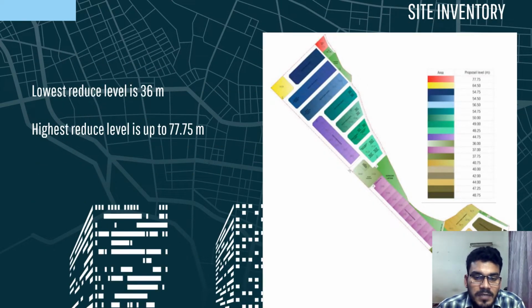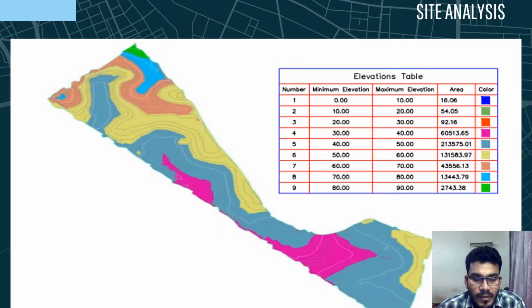In the next part, the site inventory, the lowest reduced level is 36 meters and the highest reduced level is up to 77.75 meters, as you can see from the picture. In site analysis, the elevation table is shown here. There are 9 numbers, then a minimum elevation and so on, and then the area will be determined.